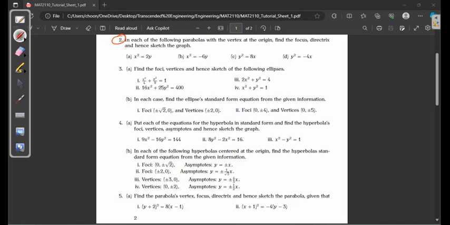So I'm going to pick two from these. Then we'll also look at one where the vertex is not centered at the origin. I'm going to pick the first one that has x squared equals 2y. Then I'm also going to pick the last one, which has y squared equals minus 4x. Let's see how we can find the focus, the directrix, as well as sketching.